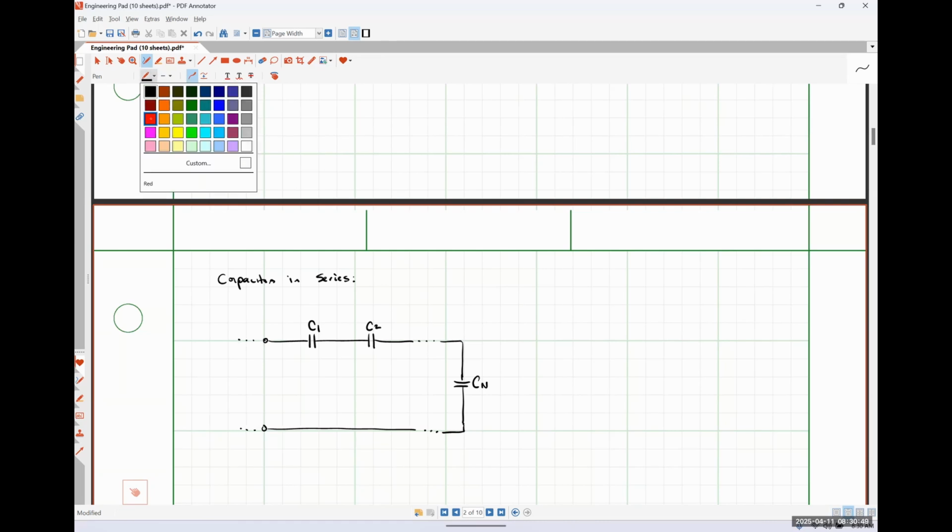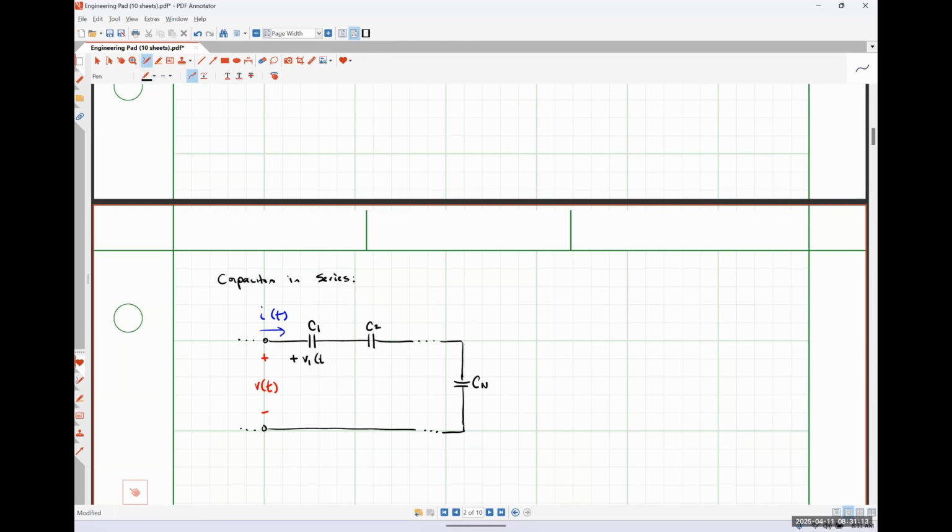Let's say that the voltage drop across this combination of capacitors is going to be some total voltage V of t, and the current flowing through this string of series connected capacitors is going to be, let's just call it I of t. And I'm going to label my individual capacitor voltages as V1, V2, and so on all the way down to Vn, like so.